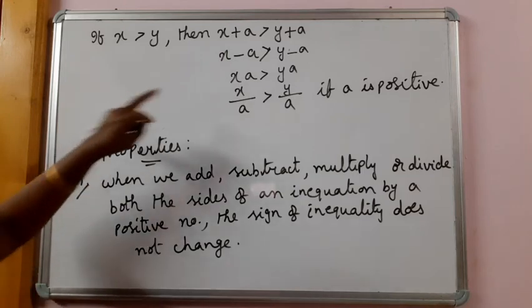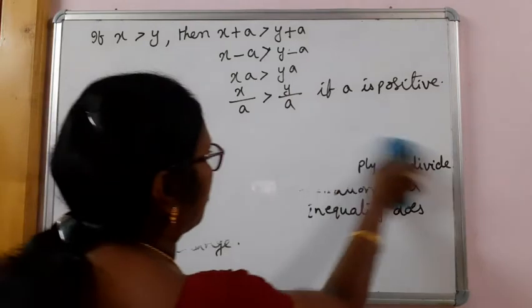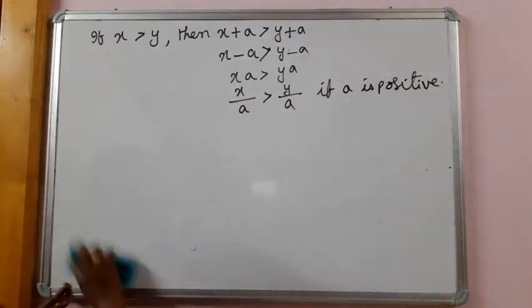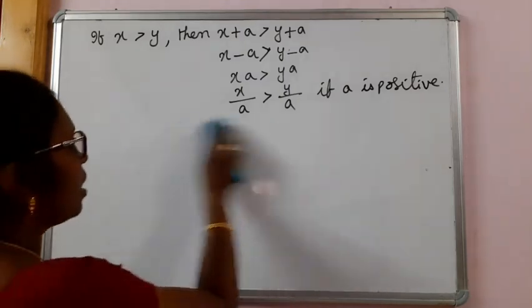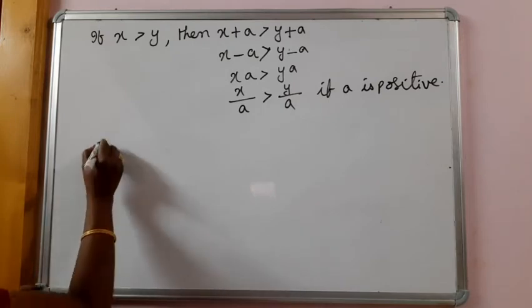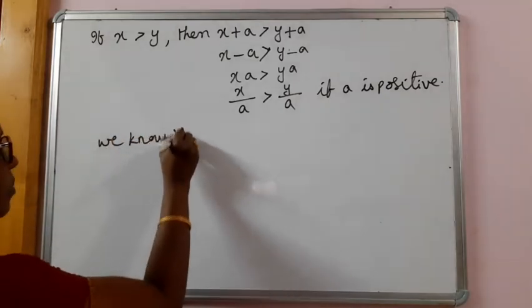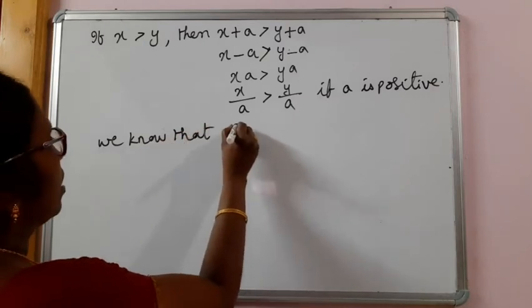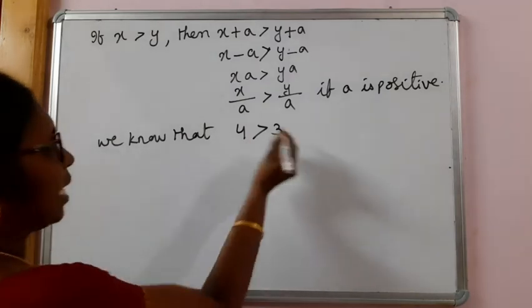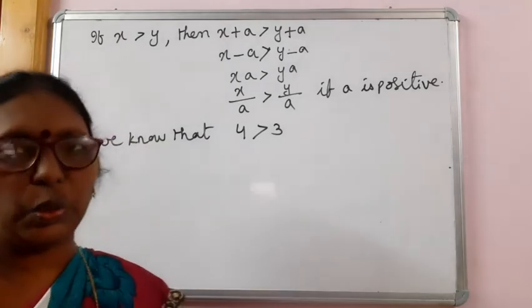Let me explain. Okay, for this, let me give you one example, a real example with numbers, so that you will understand better why here there is no change, and why with a negative integer there will be a change. We know that 4 is greater than 3. Okay. Let me add 2 to both the sides of this inequation.